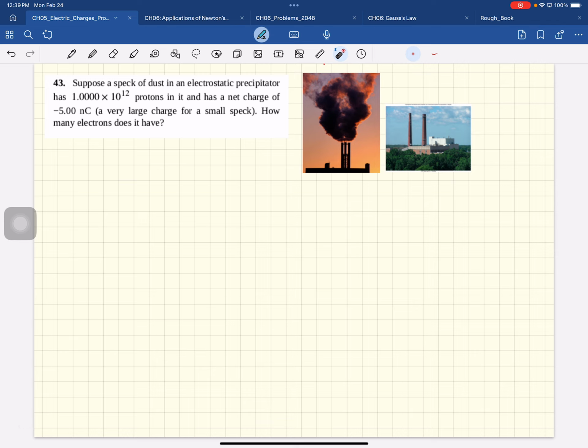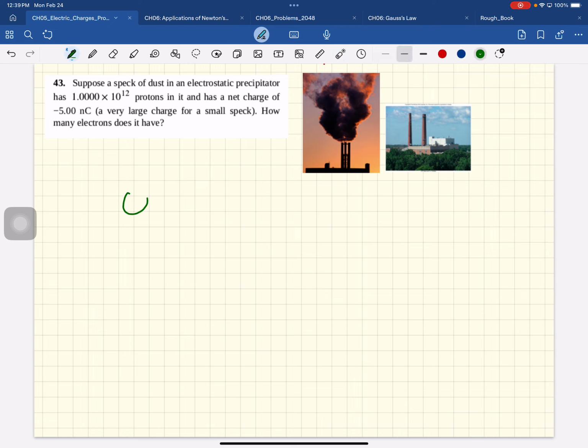All right, so this problem says, suppose a speck of dust in an electrostatic precipitator. So you saw how these things work. These precipitators remove all the particulate matter, and if you have a precipitator, this is the smoke that you get out. The electrostatic precipitator can clean up all of that. So suppose a speck of dust in an electrostatic precipitator has 10 to the power 12 protons in it and has a net charge of minus 5 nanocoulombs, a very large charge for a small speck.